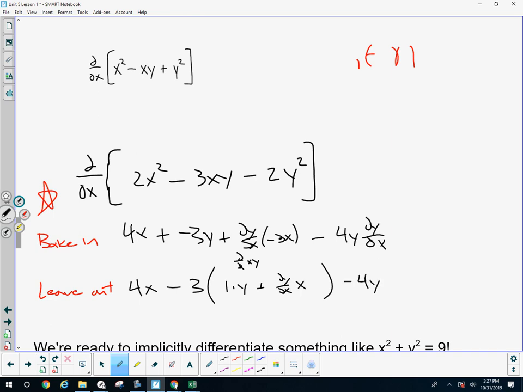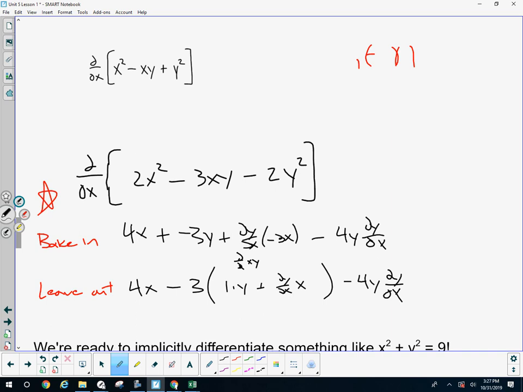Then the derivative of the 2y squared, I get that. Notice, I would have to do an extra step of distributing the negative 3, which is why I don't recommend it. I know you kids like to show as little work as possible and as little steps as possible. So if you bake in, you do not have to do the next step of distributing the negative 3.